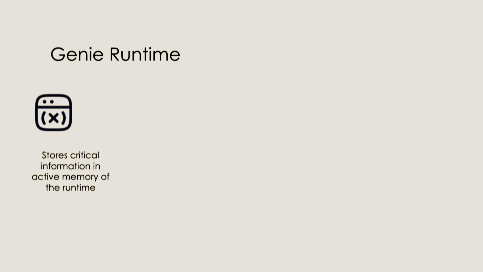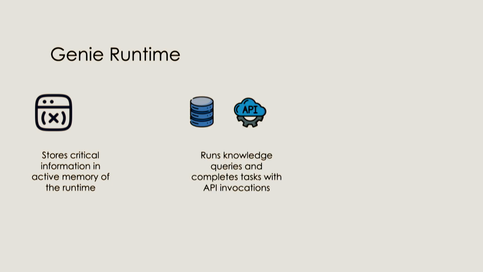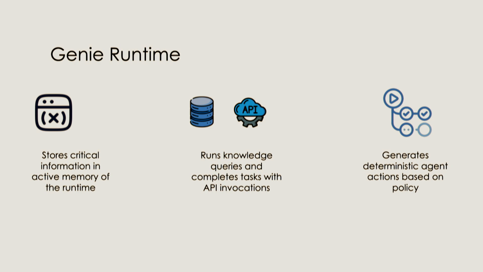The first thing that Genie runtime does is it stores all the critical information in its active memory. So it just keeps it in its runtime system, and it never loses that information. Second thing is it runs all your knowledge-based queries and runs the APIs to fetch information for the user, and finally submits an API call to complete the task. The third thing it does is all the information that has been provided by the developer as to which actions to take if they want to manipulate the dialog state in some way, all that is executed deterministically by the agent, and it can be modified easily if you want to change it. And these three things help with the memory issues that we have talked about.